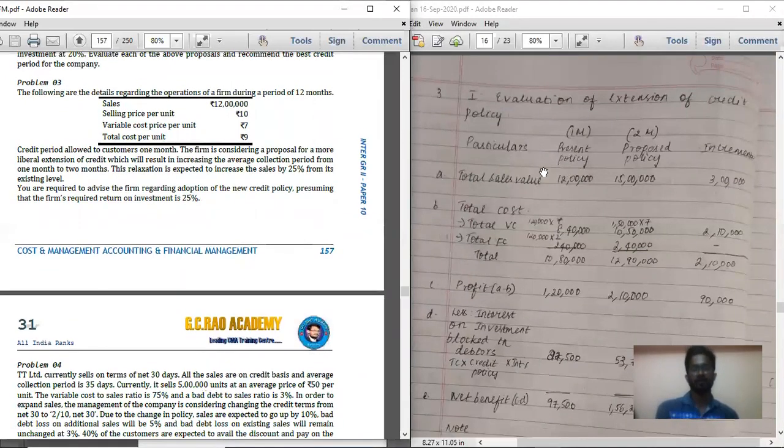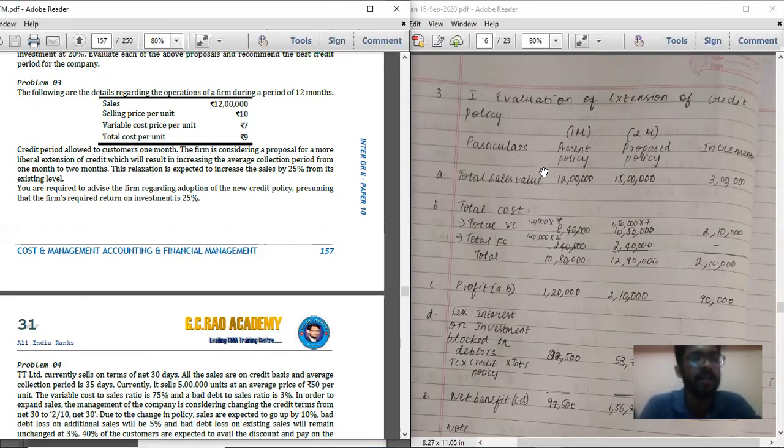So problem number 3. First, we'll read the question. The following are the details regarding the operations of a firm during a period of 12 months. So the firm has done sales of 12 lakh rupees and selling price per unit is 10, which means 1,20,000 units have been sold, and variable cost per unit is 7 and total cost per unit is 9. So total cost is 9 and variable cost is 7. So fixed cost is 2 and selling price is 10. 10 minus 9, you will get 1 rupee profit. This is the analysis which we can do from this particular table.